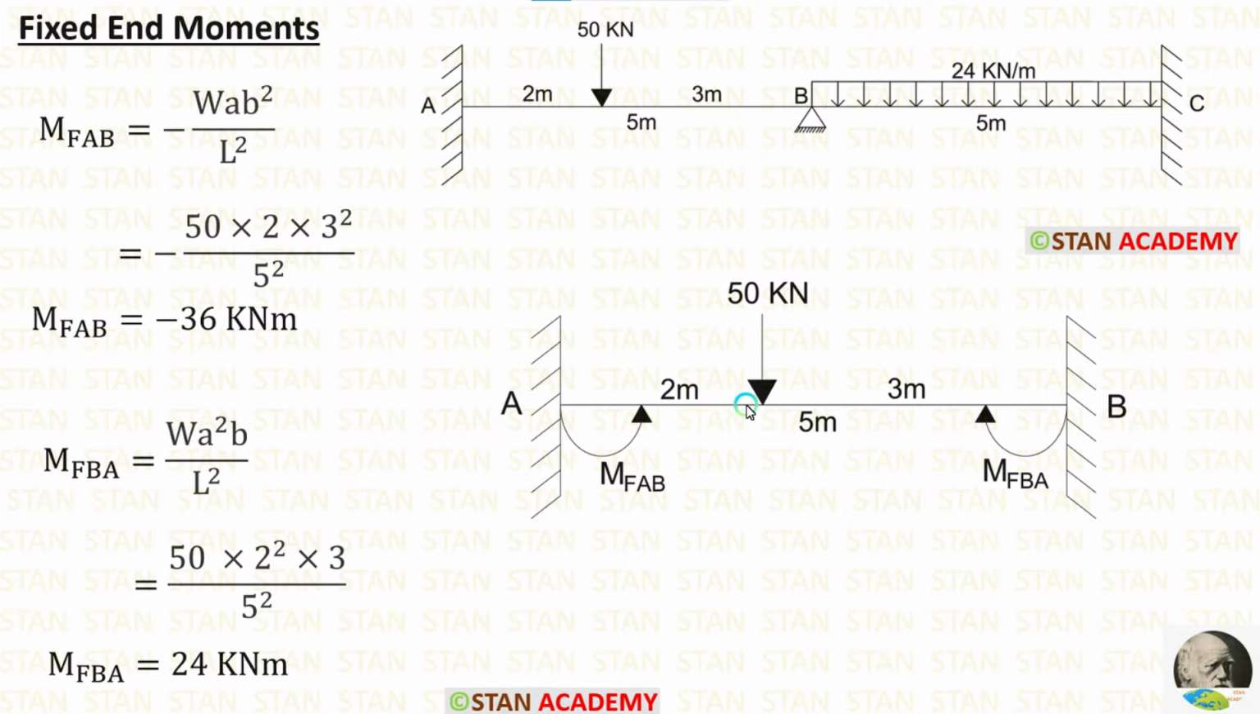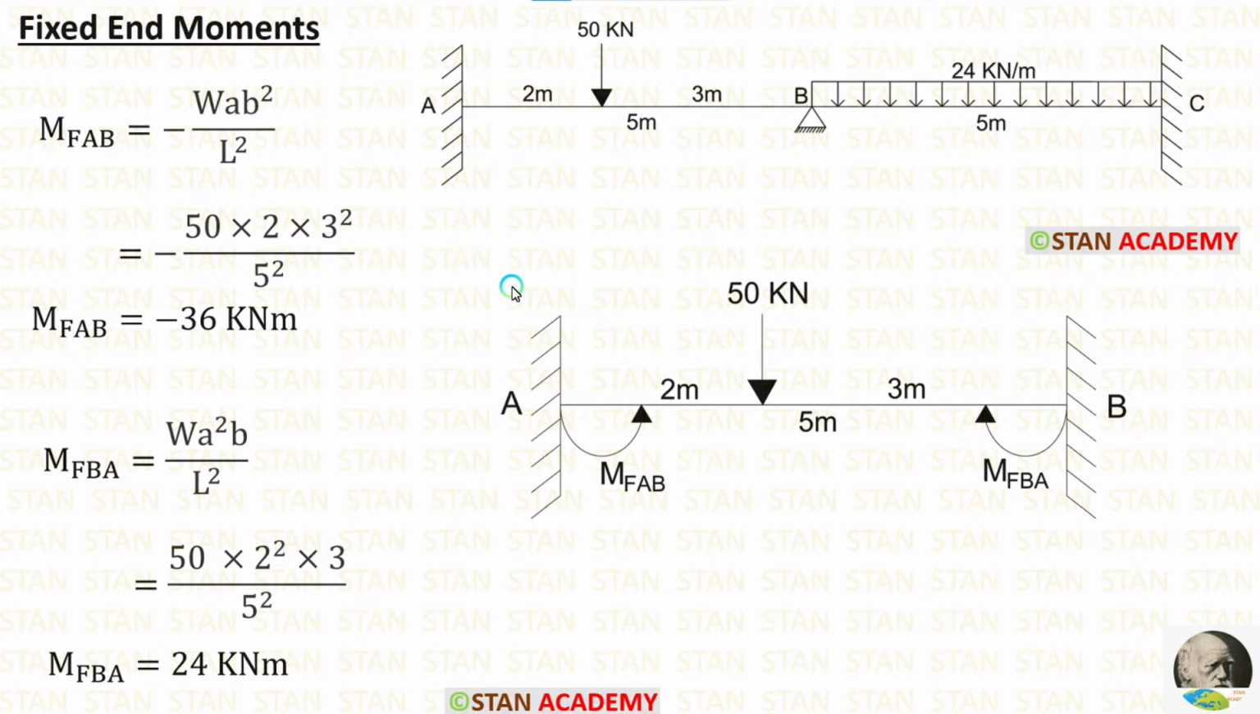In the span AB, we are having a point load. This point load is not acting on the center. In this case, we have to split the span into two parts, A and B. We have already seen the fixed end moment formulas minus WAB square upon L square and positive WA square B upon L square. M of AB will be negative because it is acting in the anticlockwise direction. M of BA will be positive because it is acting in the clockwise direction.